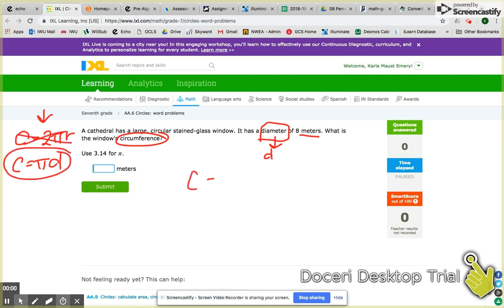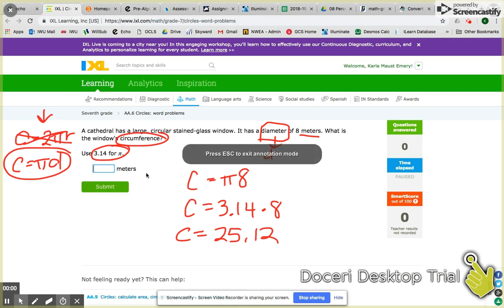So we're going to put C is equal to pi times the diameter, in which case this is 8, and then we're going to use our calculator, and it says to use 3.14 for pi. So we're going to put 3.14 times 8 into our calculator. And if we put that into our calculator, we get 25.12. On IXL, it's really important for you guys to use 3.14 for pi instead of the pi button, because if you use the pi button, it's going to be rounded differently and it's going to give you a wrong answer, and so it's going to take you down. So just make sure that you use that 3.14 for pi. All right, so let's put that into our blank, 25.12.